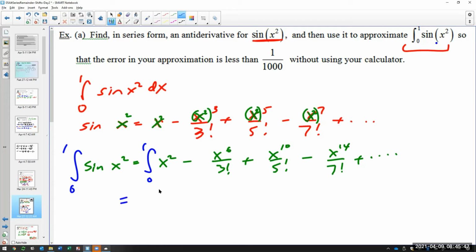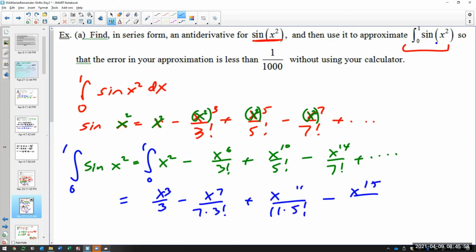You integrate this, guys, so that's x cubed over 3 minus x to the 7 over 7 times 3 factorial plus x to the 11 over 11 times 5 factorial minus x to the 15 over 15 times 7 factorial plus dot, dot, dot. And now I have a win bar. Is everybody good with the win bar? So that's from 0 to 1. You have a win bar if you have limits here. If you don't have limits, you'd have a plus c.